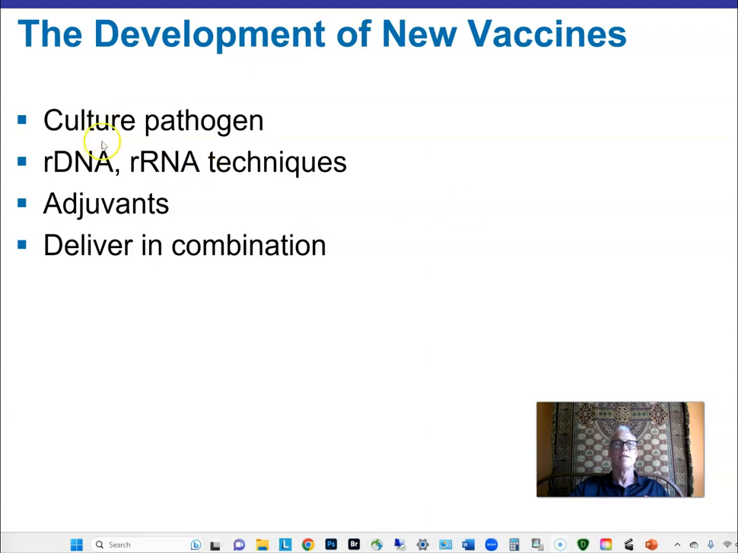New vaccines. Culturing pathogens is the strategy typically. We talked about RNA and DNA vaccines, recombinant vaccines. Adjuvants, what's an adjuvant?